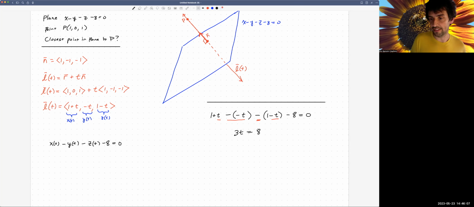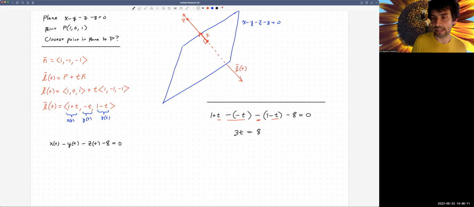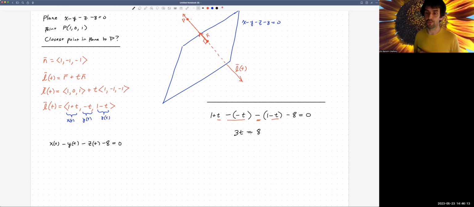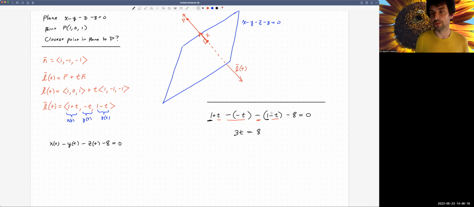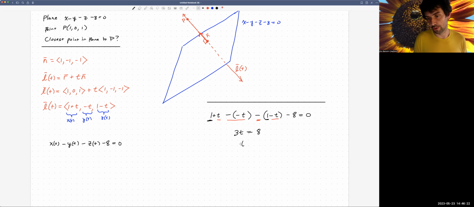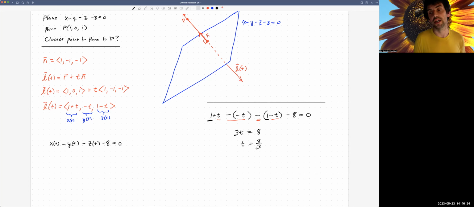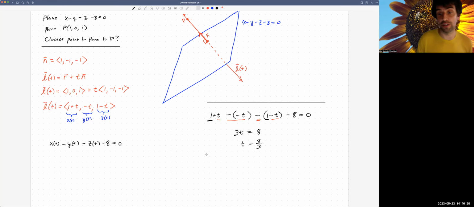Well, I'll have an 8. I'm going to add that to the other side. There's this 1 here, and I'll get a negative 1 here. So those two things will cancel out, right? There's a 1 right here and a negative 1 right here. Once we distribute that negative, those will go away. So I've got 3t equals 8, or t is equal to 8/3. Right? So now I know the t value that gives me the point that I want.